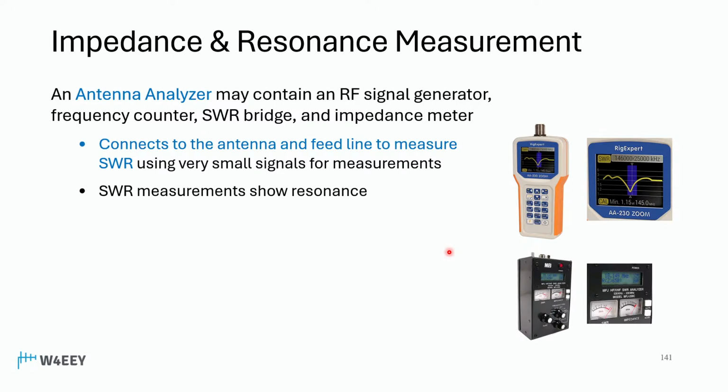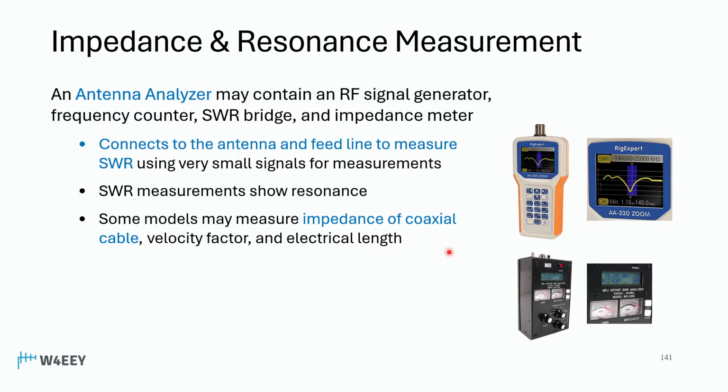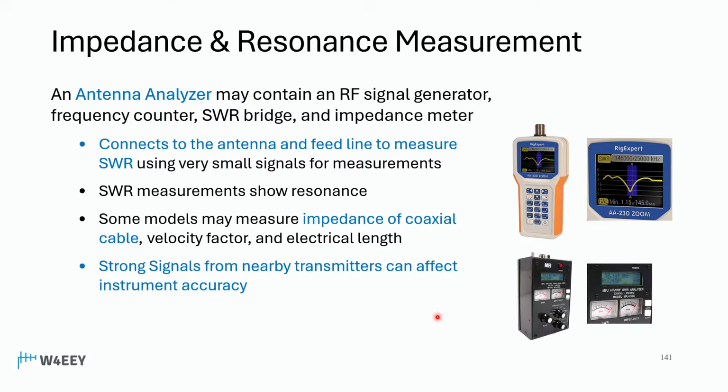So SWR measurements, impedance. Some models, like the Rig Expert, can actually measure the impedance of coaxial cable, velocity factor of cable, and electrical length, and have time domain reflectometer functions. I really love mine. It also interfaces to a computer, so I can capture displays and take information to see if my antenna system is changing over time.